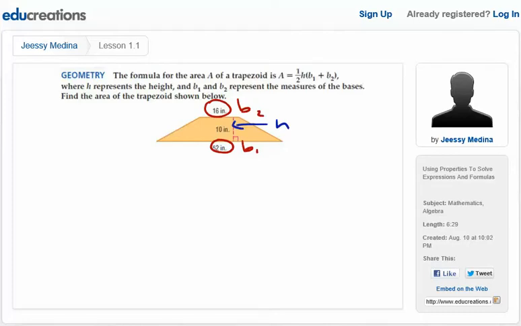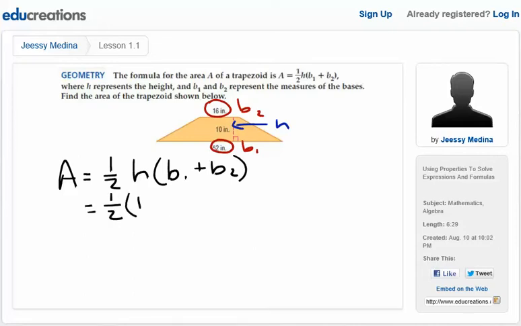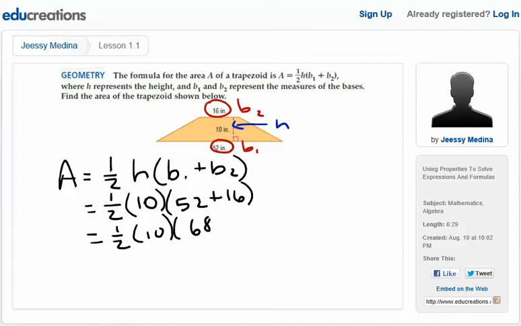Okay? And then now it's a matter of plugging in. You know that the area is going to be given by 1/2 the height, B1 plus B2. Okay? And now we're going to plug in 1/2. The height is 10 inches. And the bases are 52 plus 16. And then now you follow your order of operations. And you get 1/2, 10. This is 68. And now this is just multiplication, and the final answer is 340.